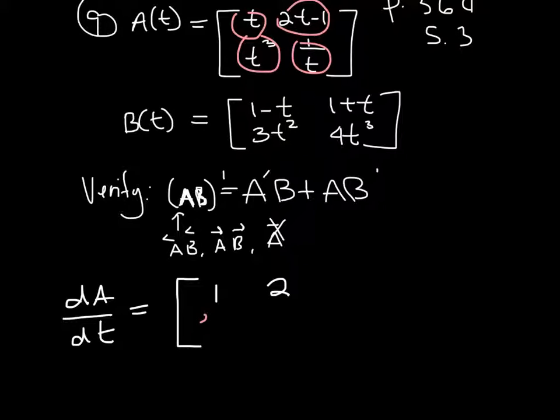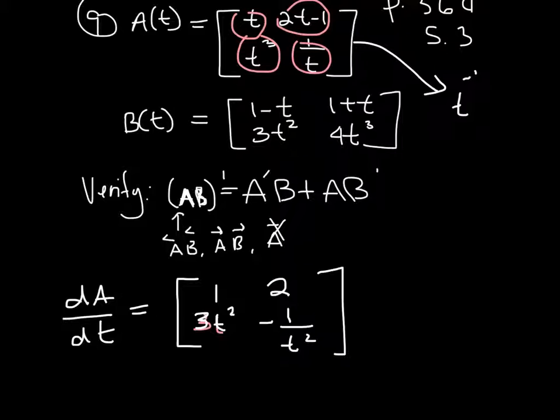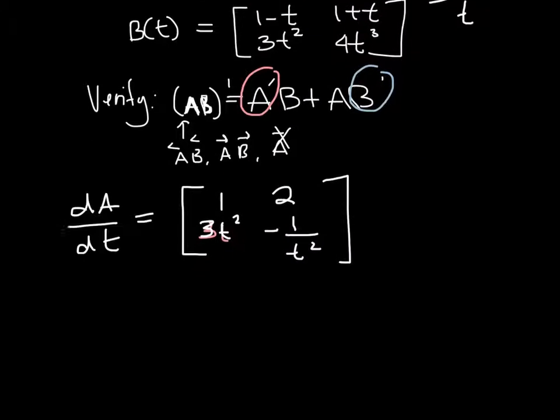Then we have 3t squared, and then 1 over t. But remember, 1 over t is the same thing as t to the negative 1, and its derivative is negative 1 over t squared. Okay, so that's dA dt, and we're going to multiply that by B. I've got this done, so now I'm going to find B prime and then put everything together.